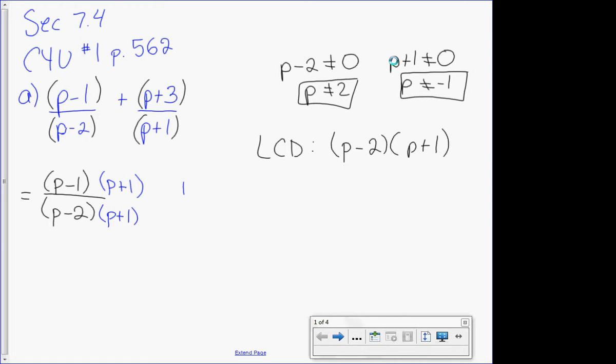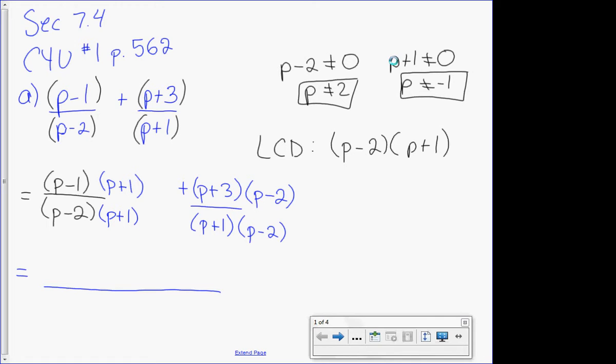And then our second fraction, we originally had p plus 3 over p plus 1. And in order to turn my p plus 1 into our lowest common denominator, I need to multiply the bottom times p minus 2. And similarly, if I do that to the bottom, I do that to the top. Okay, so now my lowest common denominator is p minus 2, p plus 1. You could have also written p plus 1, p minus 2. It doesn't matter the order because we know we can multiply in any order we want.